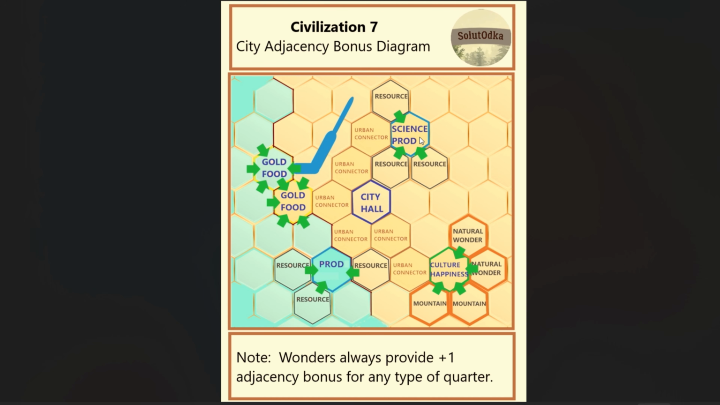Now, about this diagram, I think for me it will be useful to have a printed copy of it beside me when I'm playing. So if you're interested in it, I'll put a copy of it on the community page of the channel so everyone can freely download it.